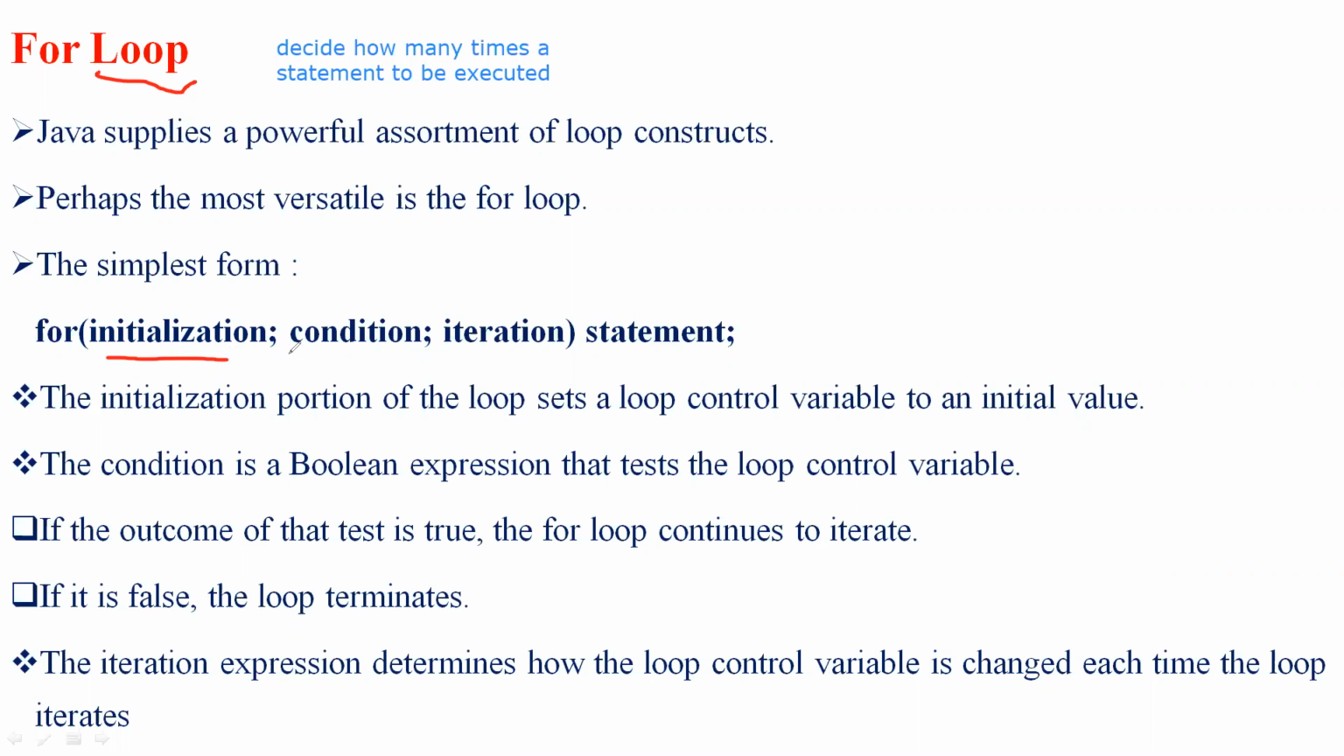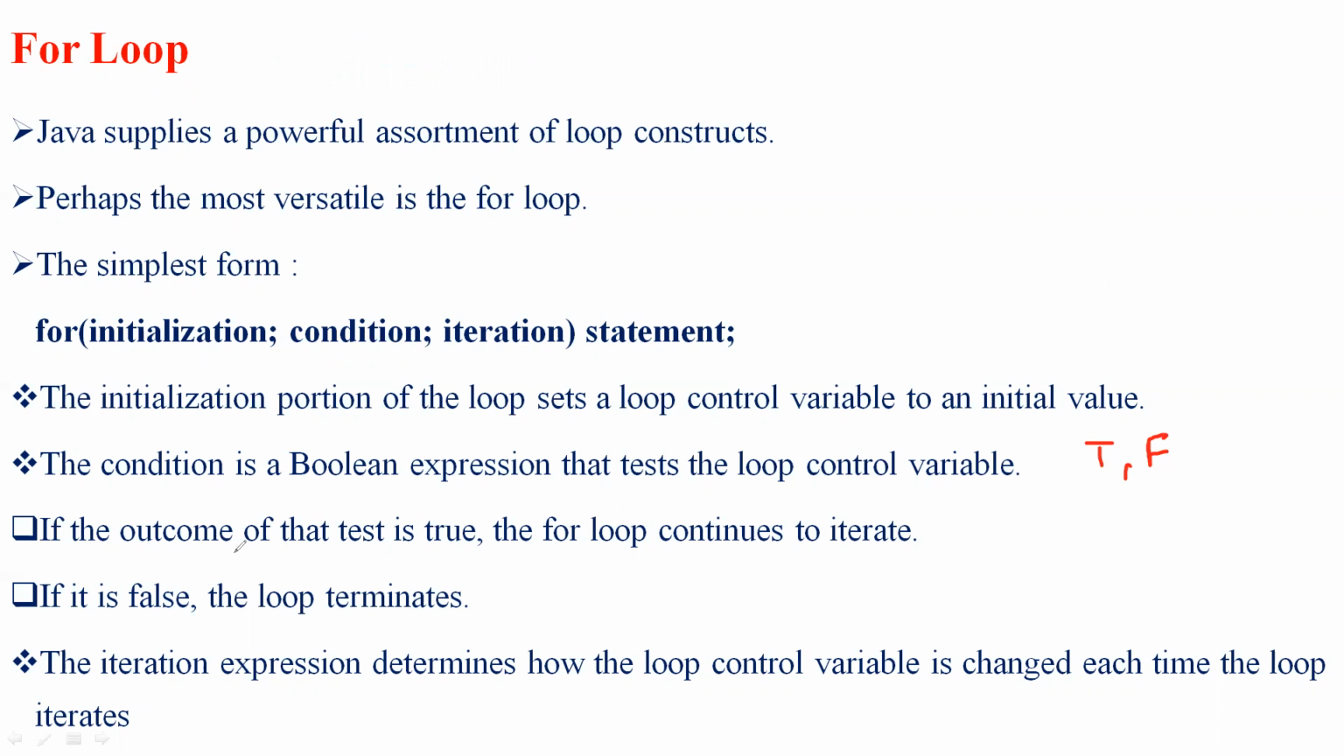Next we have the condition. This condition is a Boolean expression that tests the loop control variable. As we know, the outcome of a Boolean expression is either true or false. By using these two Boolean values, we evaluate the loop.